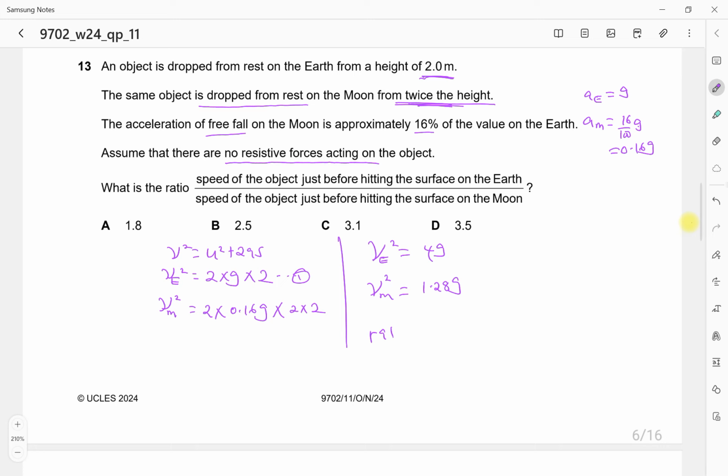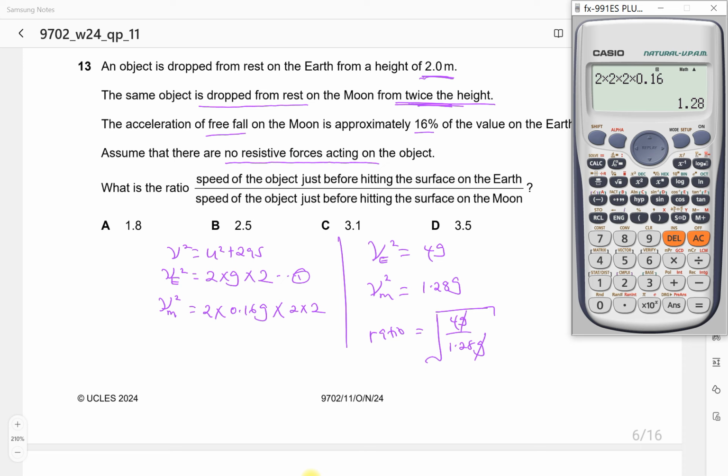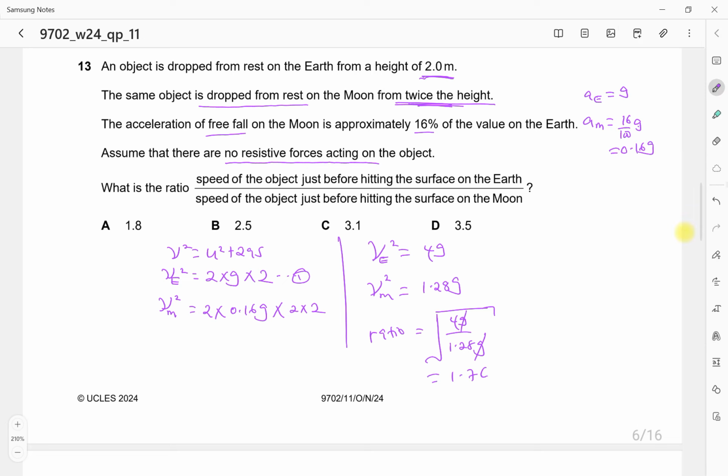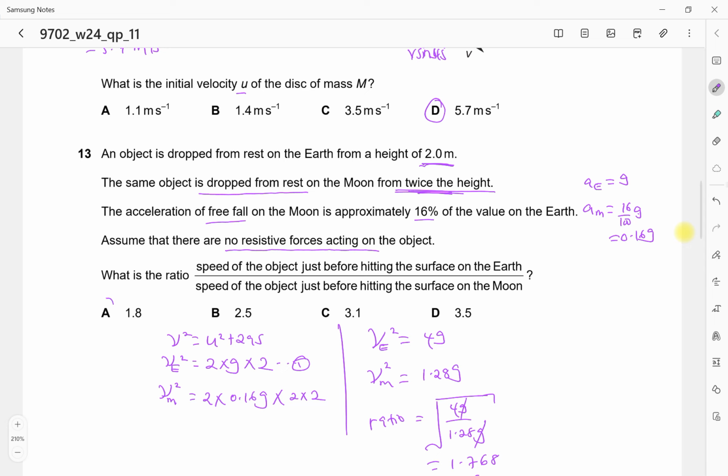So the ratio is going to be, of course, I will get the square root. So the ratio is going to be the square root of 4g divided by 1.28 times g, and the g cancels out. So I'll just say 4 divided by 1.28, then under the square root. So that's 1.768. Oh, it is approximately 1.8. So the ratio is 1.8, which makes the answer to be A.